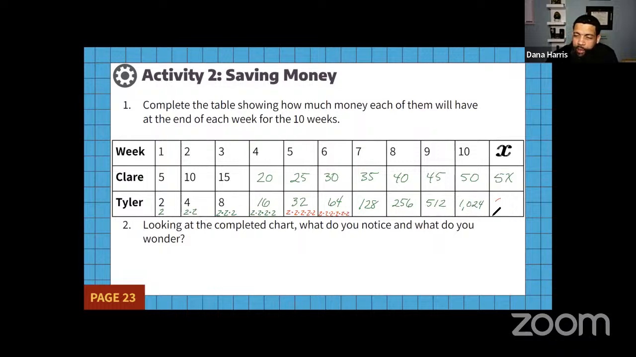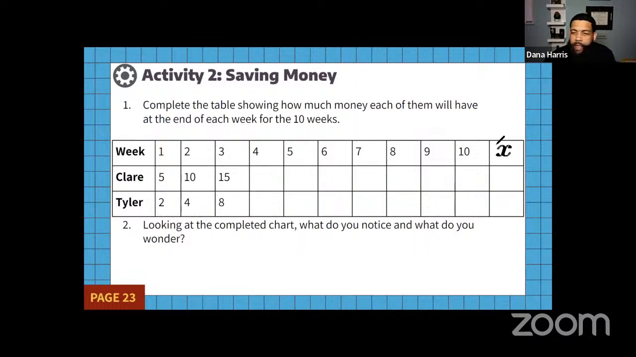So actually what we have here is 2 to the x power, because remember, an exponent means multiplying that base by itself the exponent number of times. So here in week 7, we will have 2 multiplied by itself 7 times. This is showing you how to get into the patterns of how exponents work. Notice Claire's savings was the same amount each week, so it's not growing exponentially. But Tyler's is growing exponentially because they're doubling that amount every week.